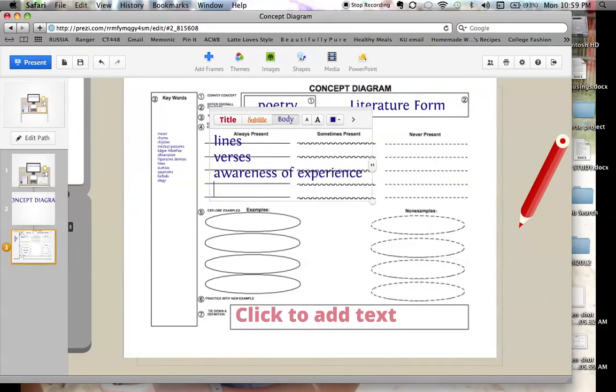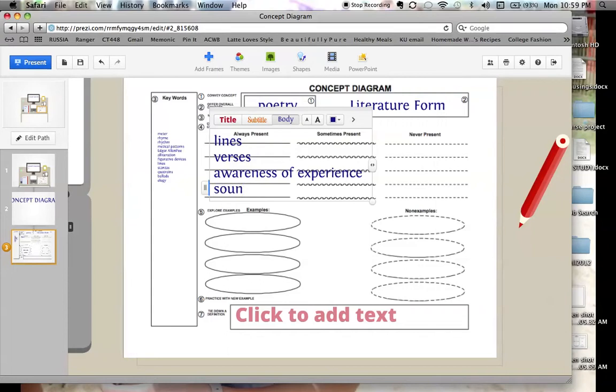And if I were doing this with a class right now, I would have already gone through all of this, and I would be asking for suggestions from the students. And it's through these suggestions that I can understand their prior knowledge of this unit.